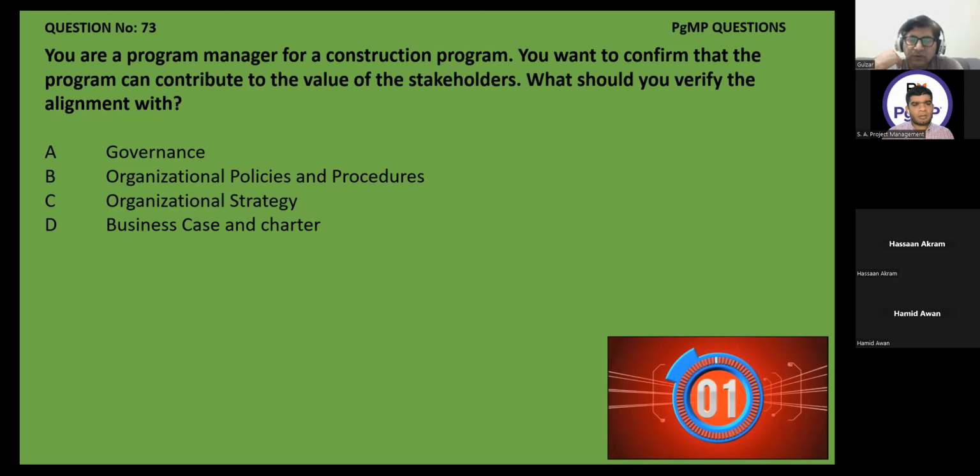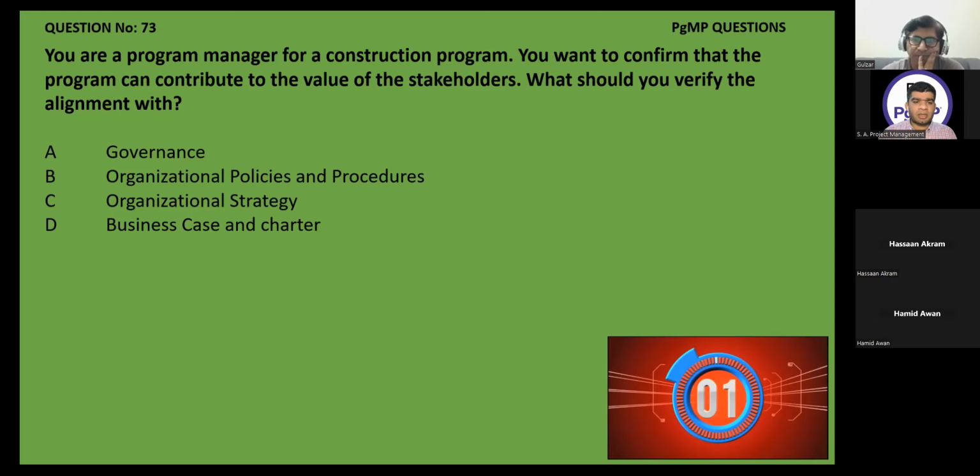So first of all, our program will be aligned with the portfolio. If it is part of the portfolio, then overall portfolio will be aligned with the organization strategy. Is it the right ladder steps which I am thinking, or some way around?